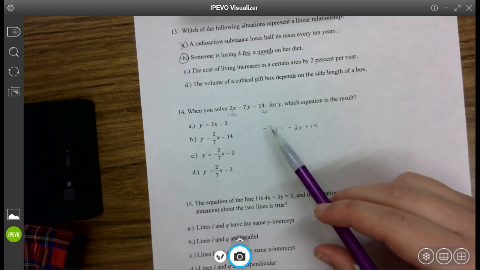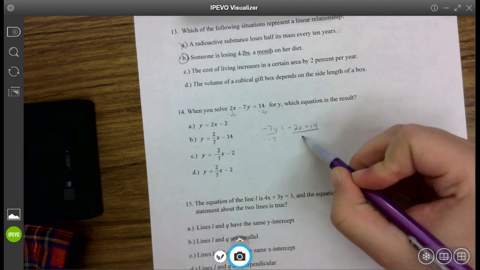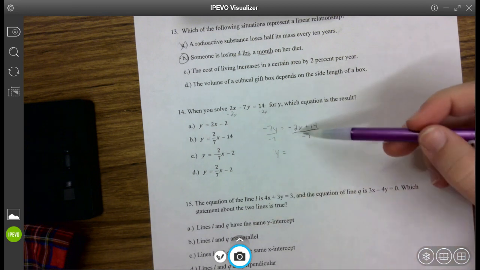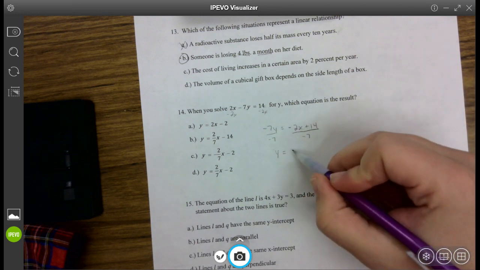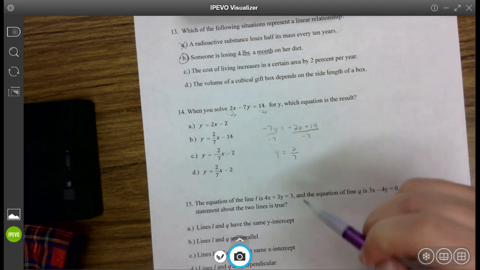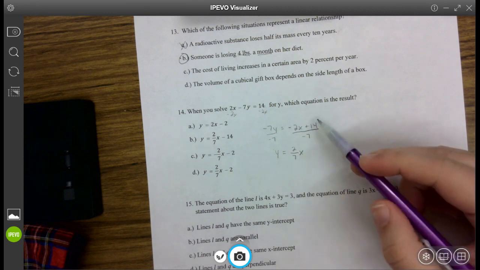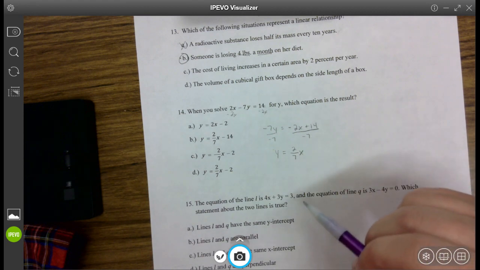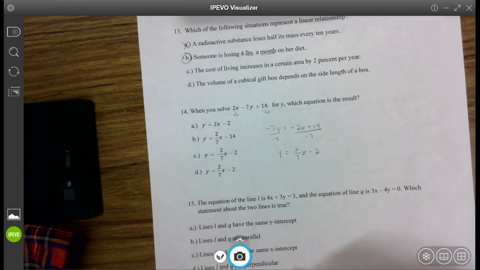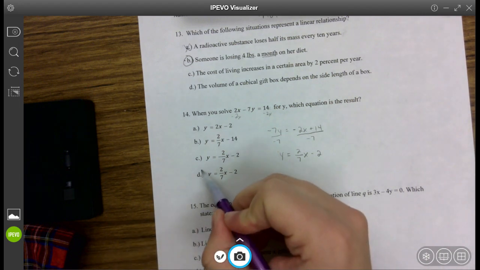Lastly, we need to get y strictly by itself. So we need to divide by negative 7. So that means we divide everything by negative 7. So we're left with negative 2 divided by negative 7, which does not simplify, but a negative divided by a negative gives us a positive. So we're left with 2/7 x. Now we have 14 over negative 7. That does simplify to negative 2. So now looking at our answers, it looks like D is our correct answer.